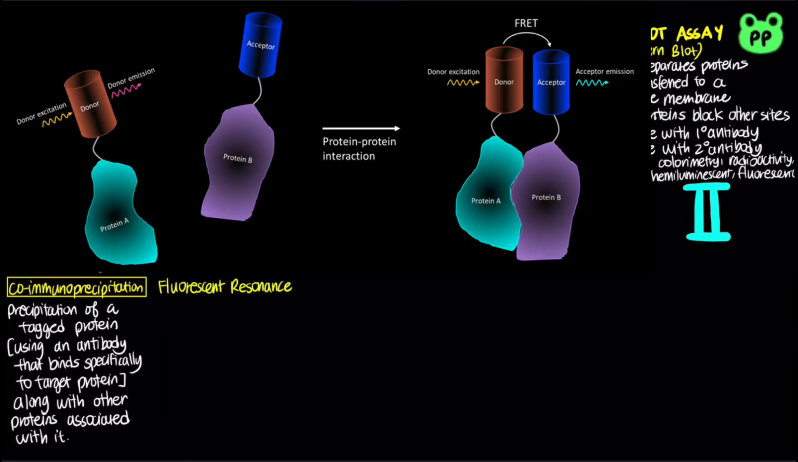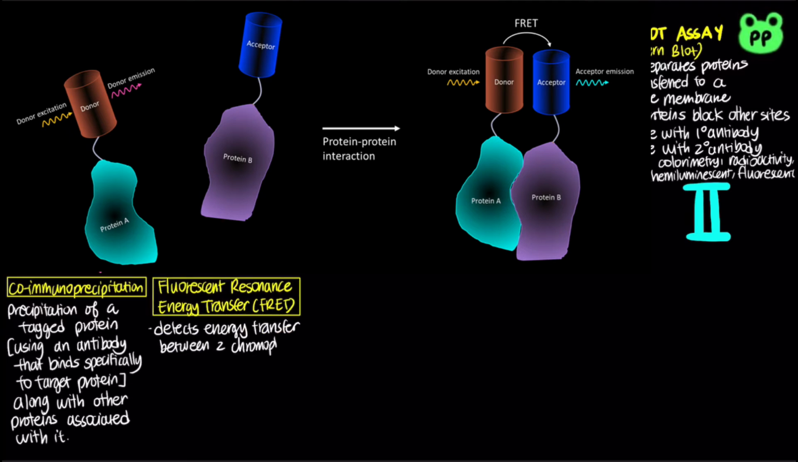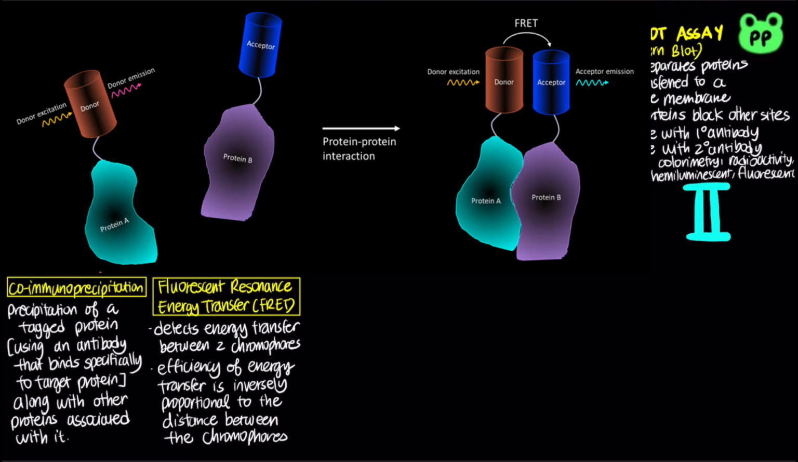Fluorescence resonance energy transfer, abbreviated as FRET, detects energy transfer between two light-sensitive molecules known as chromophores. The efficiency of energy transfer is inversely proportional to the distance between the two chromophores. Two proteins can be labeled with fluorescence tags to track interactions between proteins.